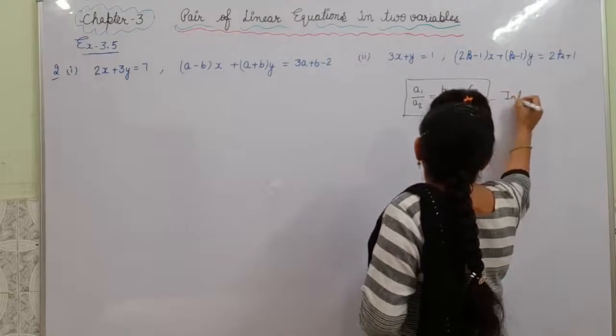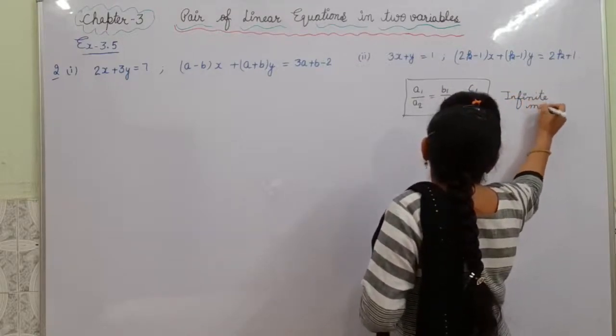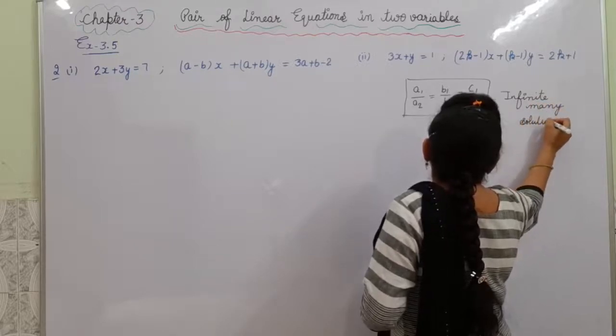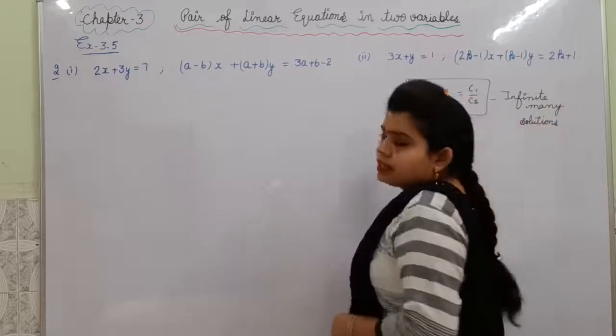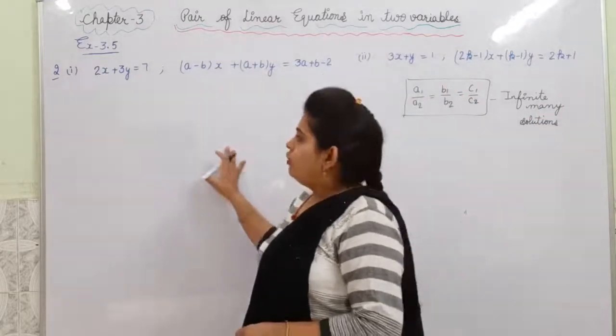This is the condition for infinitely many solutions. Using this condition, we have to find the value of A and B. Let's see how we will do it.